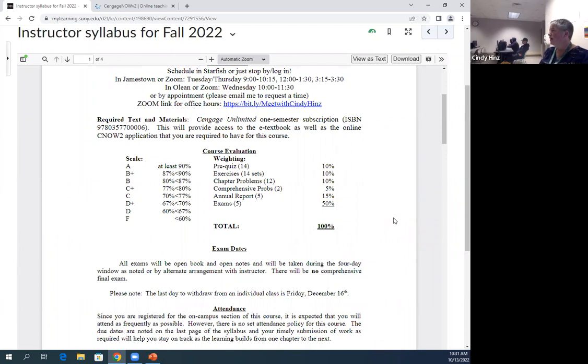Another 5% for the comprehensive problems, same deal there. As long as you put in the effort, you can see your grade and you can keep working on it until you get a satisfactory grade.